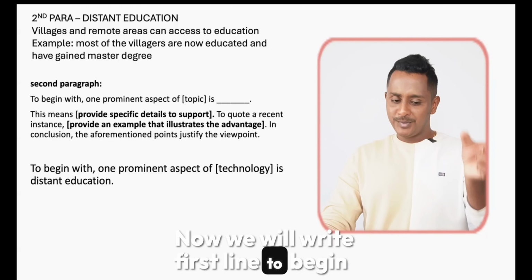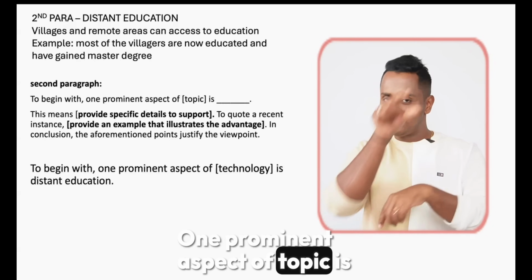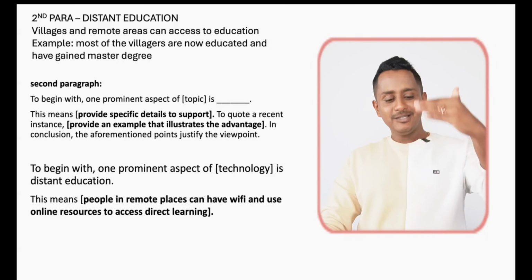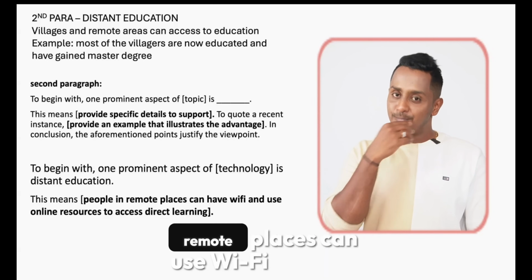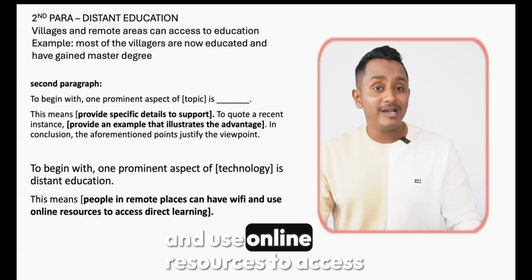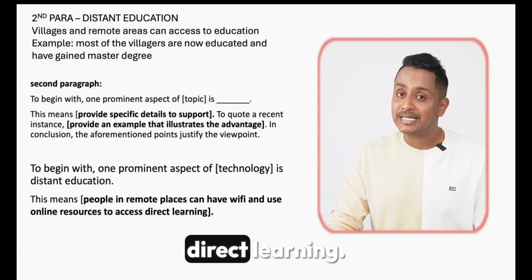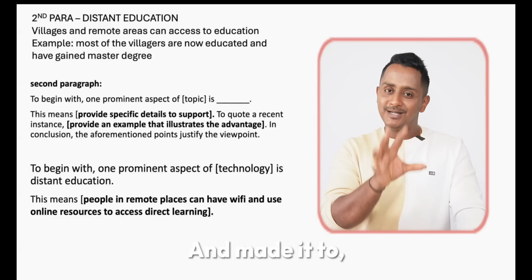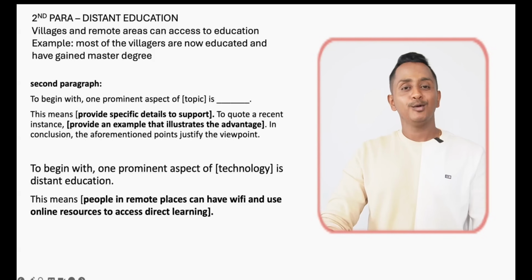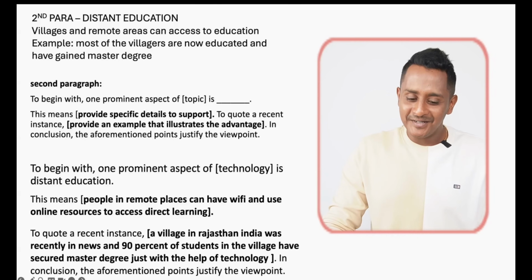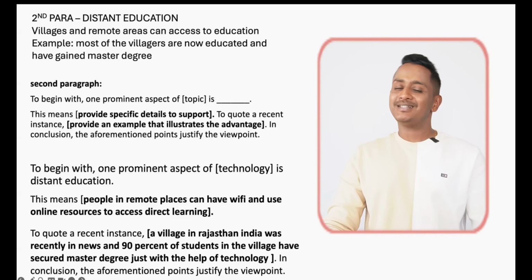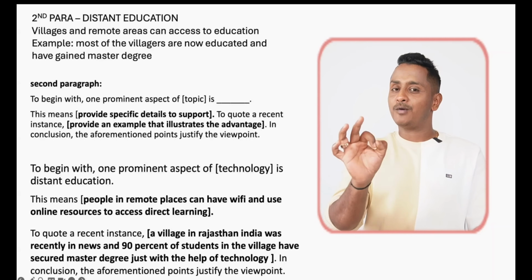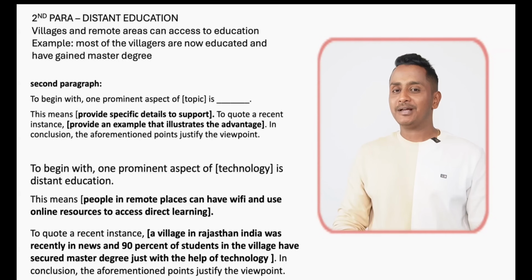Now we will write first line. To begin with, one prominent aspect of technology is distant education. First sentence done. Second sentence, this means people in remote areas, remote places can use Wi-Fi and use online resources to access distant learning. Now I modified a little bit here and made it a logically correct sentence. So now to quote a recent instance, a village in Rajasthan, India was recently in news, and 90% of students in the village have secured master's degrees just with the help of technology. Rest all template will cover.